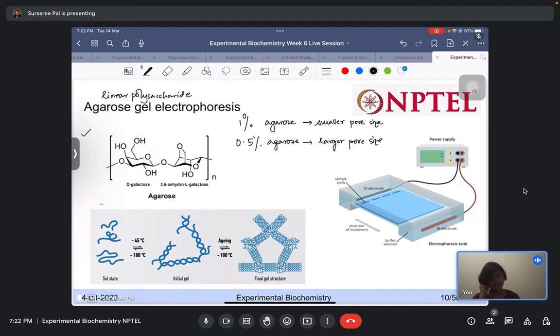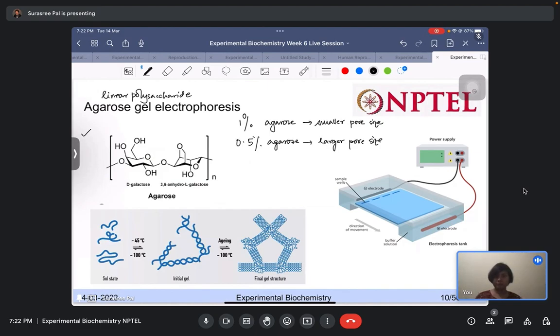Whereas we had seen that in case of polyacrylamide gel, the pore size can be controlled by two factors. One is the acrylamide percentage, and another is the ratio of acrylamide to bisacrylamide. Therefore the pore size of polyacrylamide gel can be controlled more finely, which is why the pore size of polyacrylamide gel is even smaller than agarose gel.